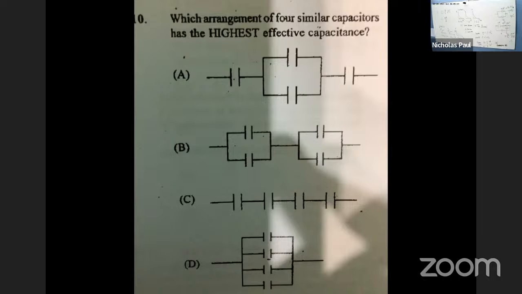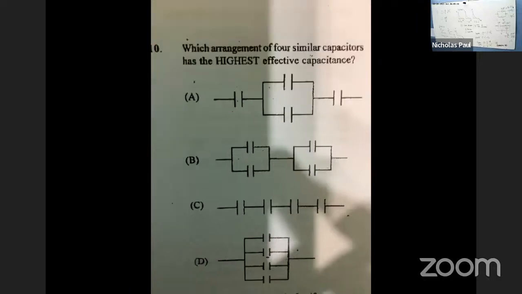Right, because in parallel you just add them up. You don't have to add any fractions or anything. All right, so the answer is D. You don't need any values to figure that out.